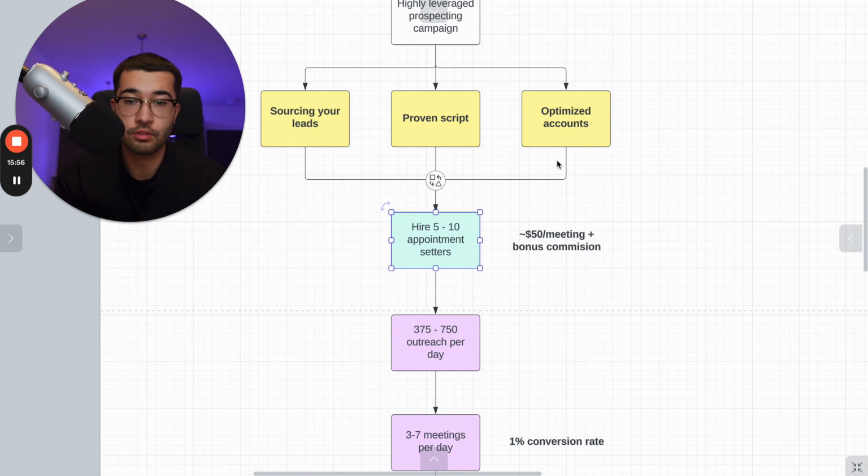All right, and if you're just starting out and you don't have the funds to hire these appointment setters, which is okay, you've got to do it yourself. If anything, it's a good thing because you'll learn how to do it, and then when you bring on team members, you can train them and you can see if they're being effective or not.